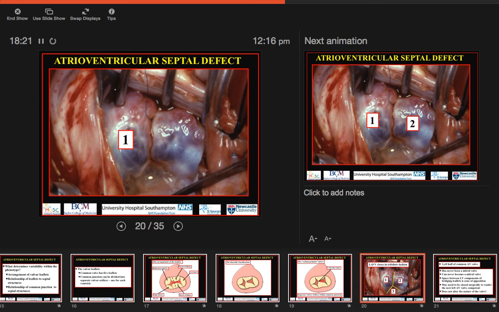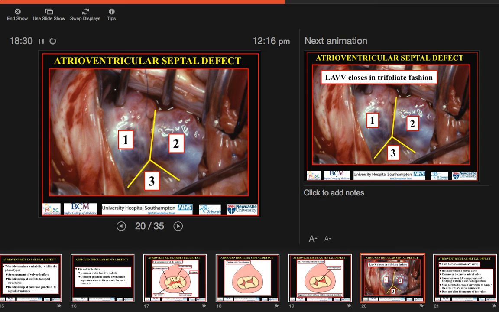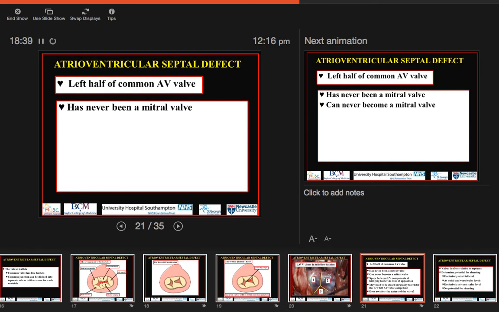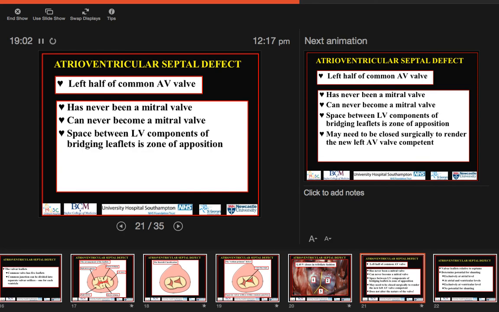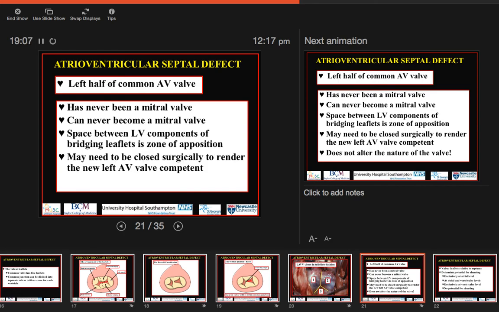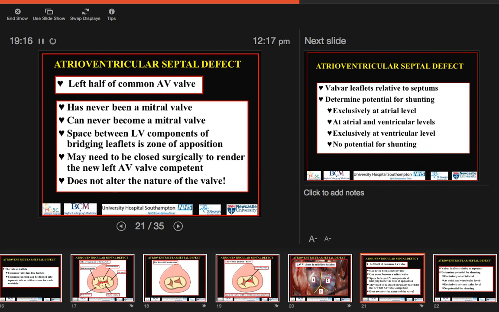The valve guarding the left atrioventricular junction is a trifoliate structure. It closes in trifoliate fashion. It is fundamentally different from a mitral valve because it has never been a mitral valve, and no matter what you do as surgeons, you can never make it into a mitral valve, because its mural component guards less than one-third of the overall circumference of the left half of the common atrioventricular junction. The space between those left ventricular components is a zone of apposition, and we now know from extensive clinical experience that you may need to close that zone of apposition so as to make the new left valve competent. But in so doing, you have not produced a mitral valve. You have modified the trifoliate left valve.